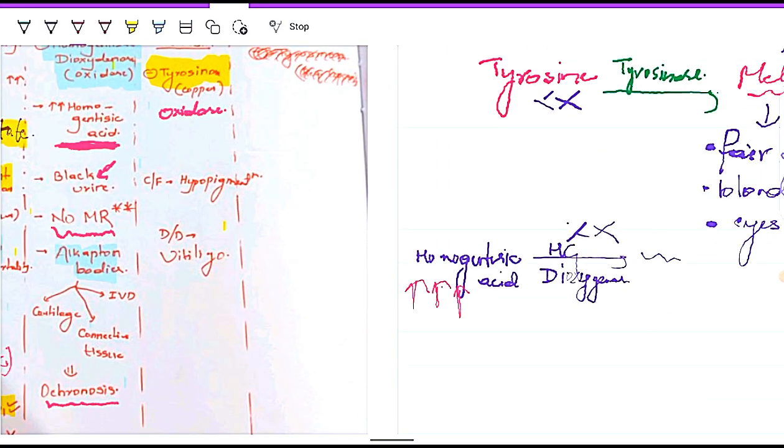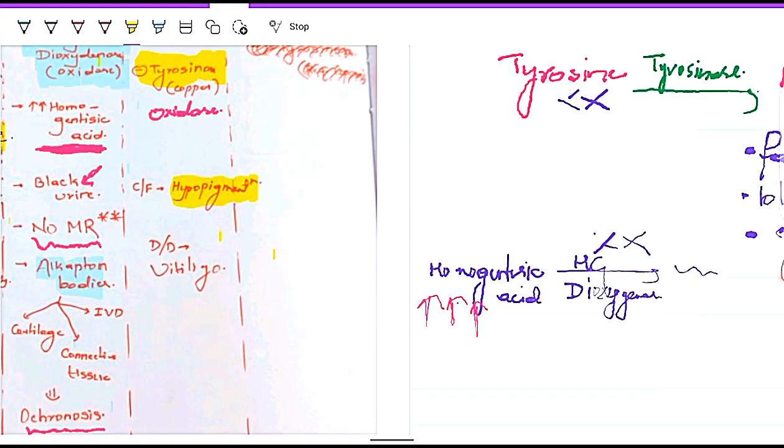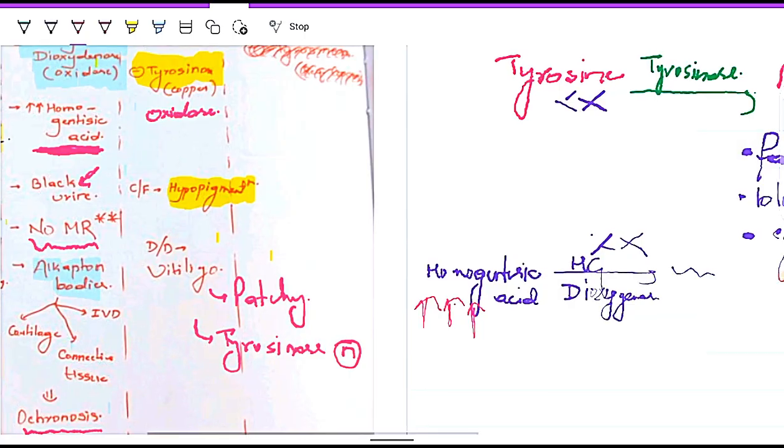So what happens, melanin will not be formed, and the patient will have hypopigmentation similar to phenylketonuria, but there will be no mental retardation in this disease. This is how we distinguish phenylketonuria from albinism. There will be hypopigmentation in both the disorders, but there will be no mental retardation in albinism. We all know that another disorder of hypopigmentation which you will study in dermatology is vitiligo. How to differentiate vitiligo? In vitiligo there will be patchy hypopigmentation, and the tyrosinase enzyme will be normal.